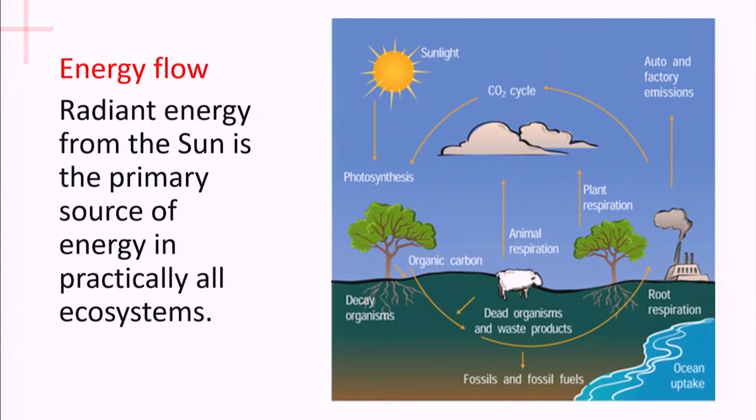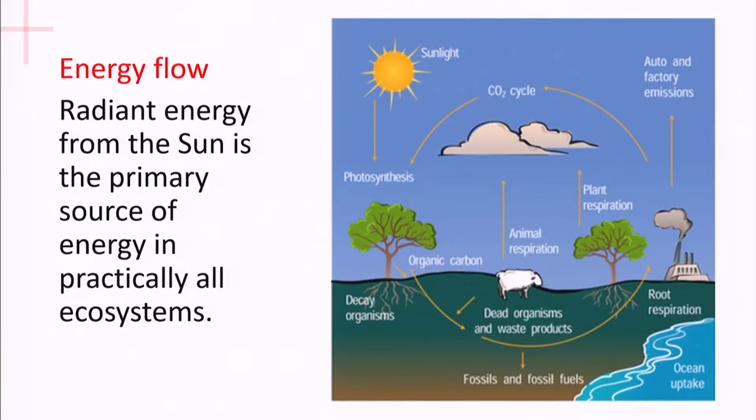and then there is respiration of the plants. By the respiration of the plants, carbon dioxide is taken in and oxygen is released out. So there are auto and factory emissions as well, which also emit carbon dioxide into the atmosphere. So this carbon dioxide again gets into the plants in the form of photosynthesis, and oxygen is released from the plants. So this cycle continues, and for all this, the sun is the important energy source.